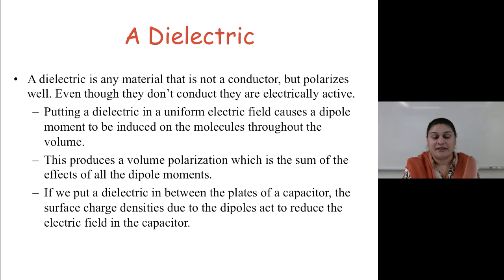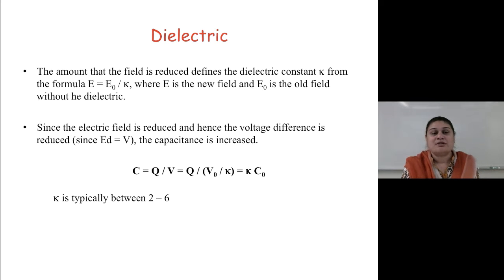If we put a dielectric between the plates of a capacitor, the surface charge densities due to the dipoles act to reduce the electric field inside the capacitor. So the amount of field that is reduced defines the dielectric constant K from the formula E equals E naught over K, where E is the new field and E naught is the old field without the dielectric.